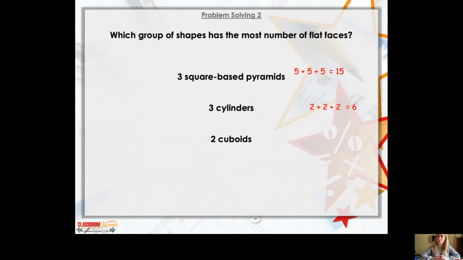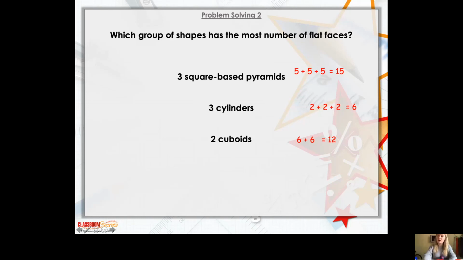Now, what about 2 cuboids? Well, our cuboid is one of our shapes that only has flat faces. We found that out in the last question when it was the odd one out. Now, how many flat faces did it have? Well, it had 6 flat faces, didn't it? So therefore, we need to write the number sentence 6 plus 6, which gives us the answer. What's double 6? Yes, you're right, it's 12. So therefore, which shapes have the most number of flat faces? Well, that will be the 3 square-based pyramids. So fantastic, well done if you got that right.